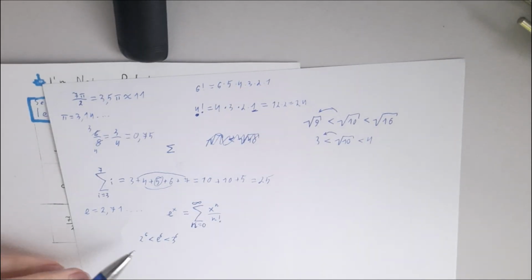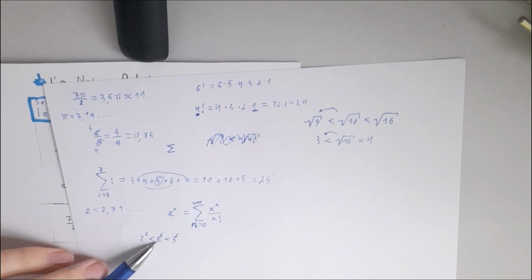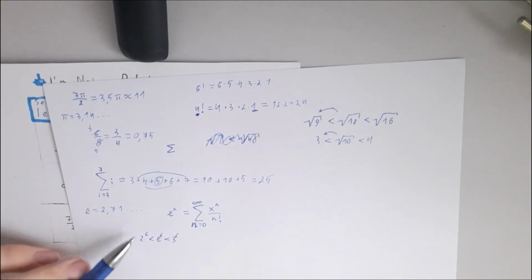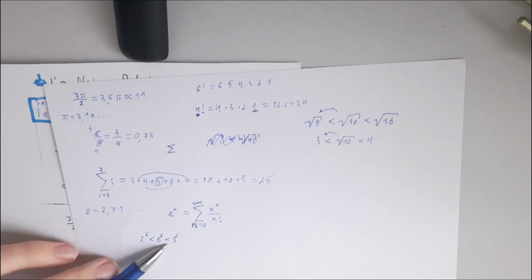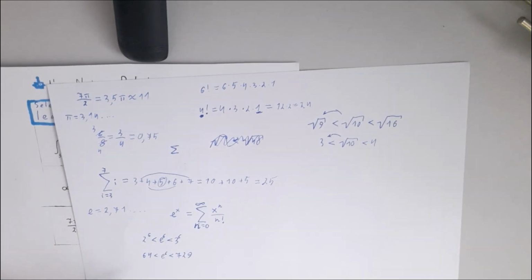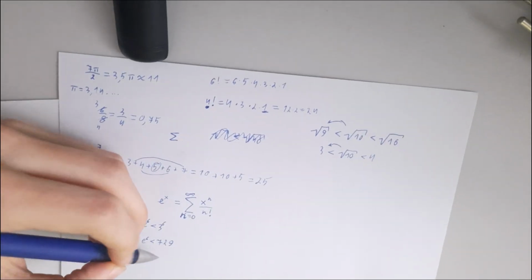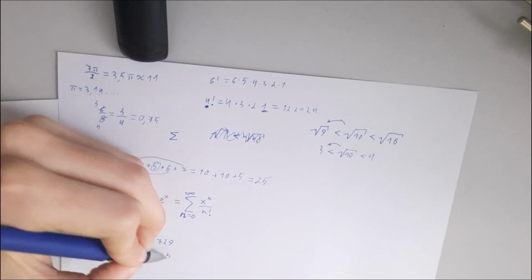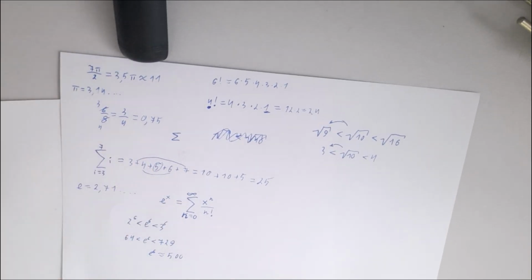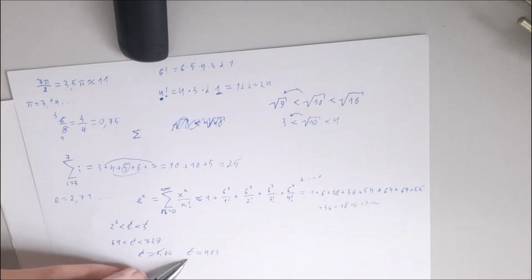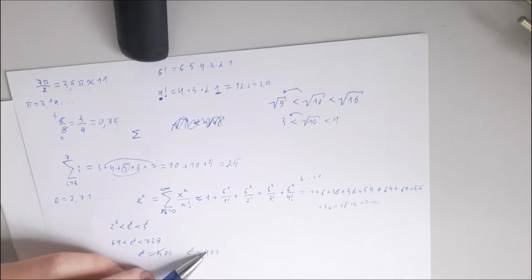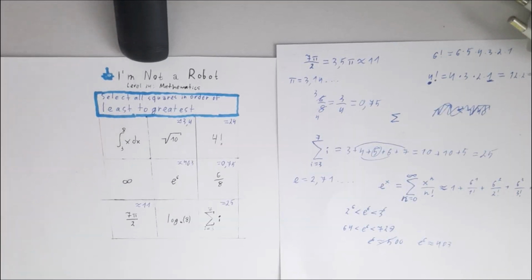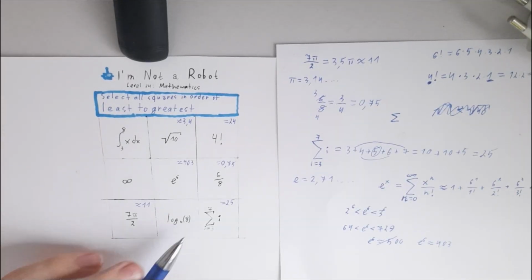Or we can just notice that the natural number in the power of 6 is greater than 2 to the power of 6 and less than 3 to the power of 6. So it's greater than 64 and less than 729. My guess is it is about 500. And yes, my guess was about right. It is about 403.